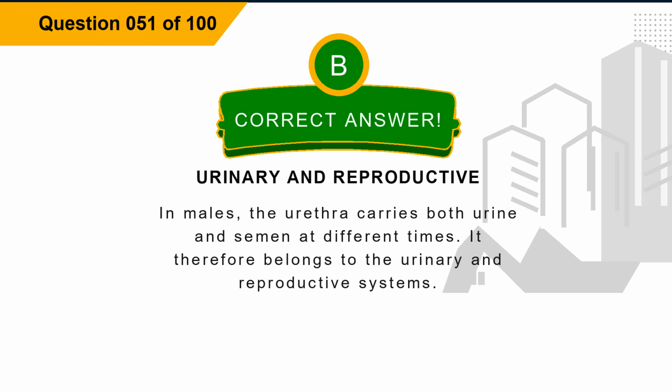The correct answer is option B, urinary and reproductive. Explanation. In males, the urethra carries both urine and semen at different times. It therefore belongs to the urinary and reproductive systems.